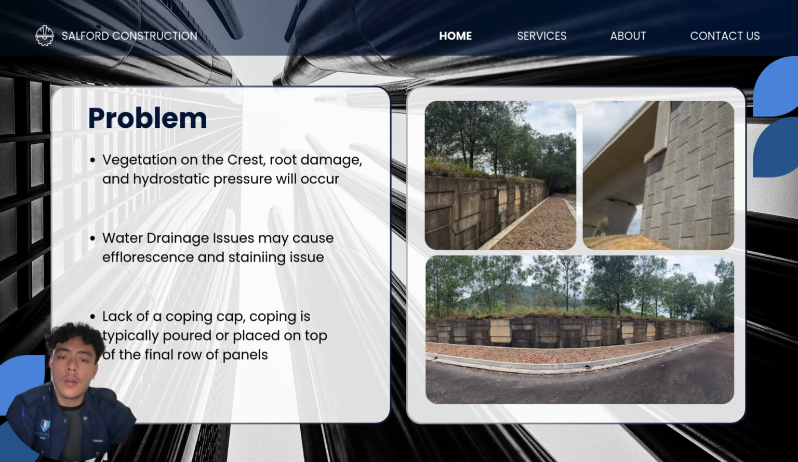So let's look at our first main problem that you can find on our MSE wall, that is the vegetation on the crest. It is caused by root damage and hydrostatic pressure that occur as time goes by. The root damage from the trees can cause the backfill to interfere with the reinforcement of our wall and the geogrids that hold up the wall. They can also clog the drainage layers.